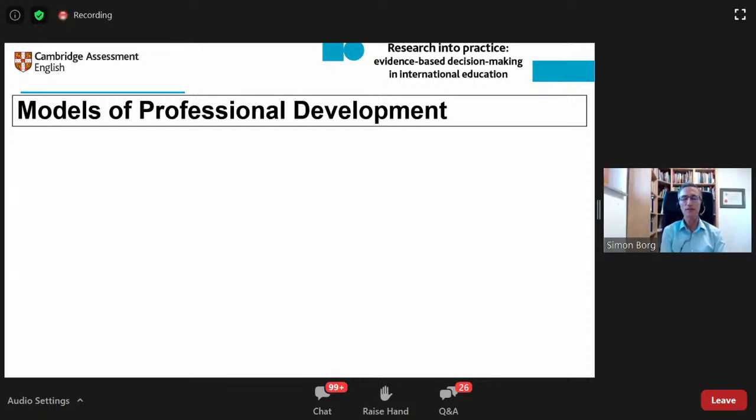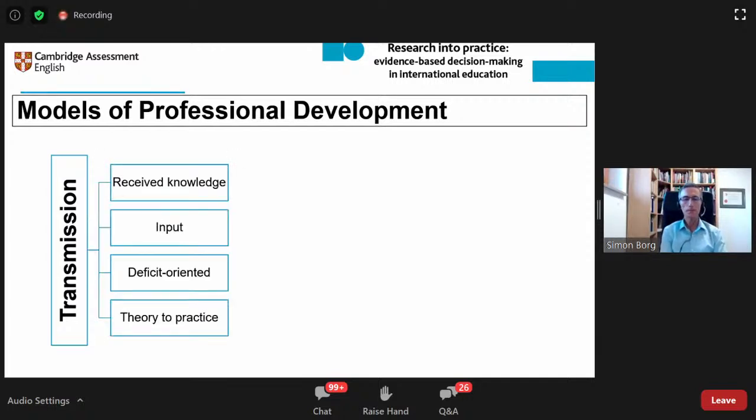These are widely discussed in the literature. Two contrasting models we can highlight briefly are labeled in different ways, but we'll call them a transmission model on one hand and a constructivist model on the other. A transmission model of professional development has a number of distinctive characteristics. It's a focus on received knowledge, in other words, on conveying to teachers knowledge derived from external theory, from external research. Input is seen as the primary means of teacher learning. In other words, teachers will learn in this model by receiving input from a trainer or a more authoritative external provider.